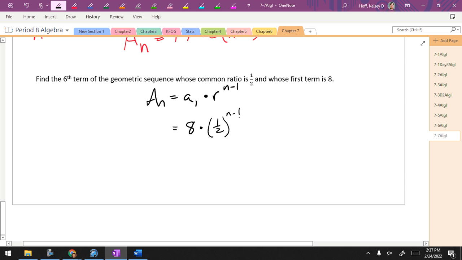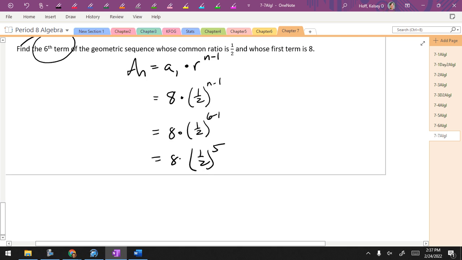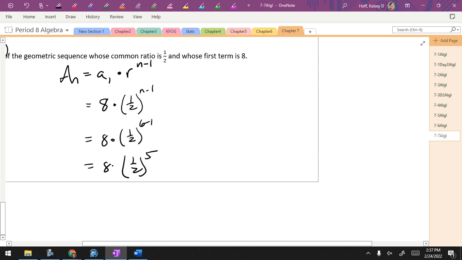What number in the sequence do they want? 6. Where is 6 going in for? N. So we have 8 times 1/2 to the 6 minus 1. What should I do first? 6 minus 1, which is 5. Now what should I do? 1/2 to the 5th, which really means 1 to the 5th and 2 to the 5th, yes?